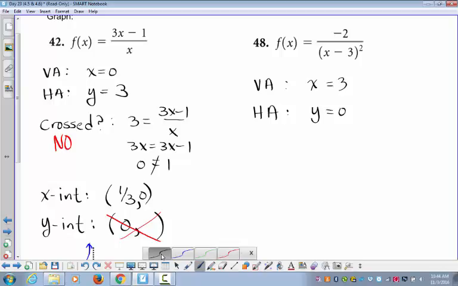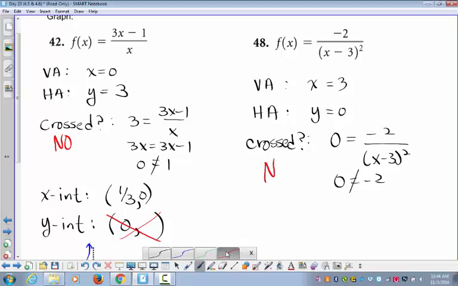And then we should test whether it's crossed or not. Is this one crossed? No way, right? Because if you multiply both sides by that denominator, you get 0 equals -2. Not true. So it's not crossed.